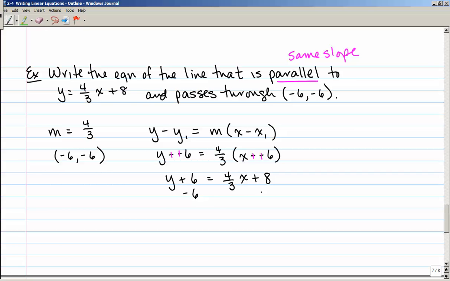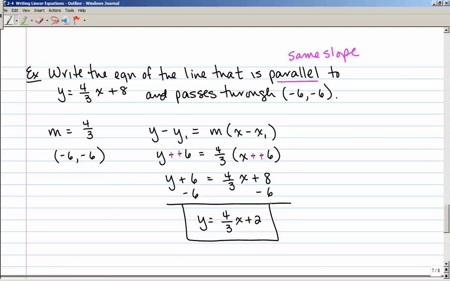And I will subtract 6 from both sides because generally, if they don't ask, you're going to want to put it in slope-intercept form. So that is the equation of a line that is parallel to this given line, y equals 3/4 x plus 8. But this line that I found goes through the point (-6, 6), which means if I were to plug a -6 in for x and a 6 in for y, it would actually work out.